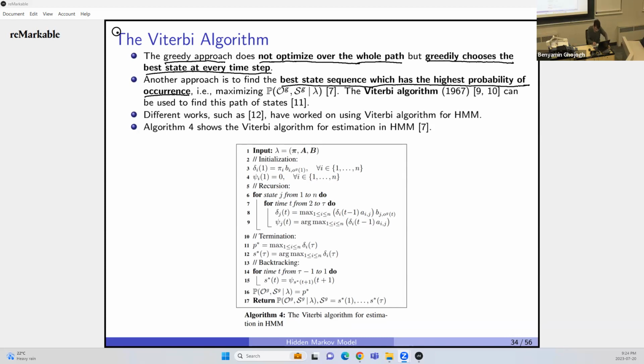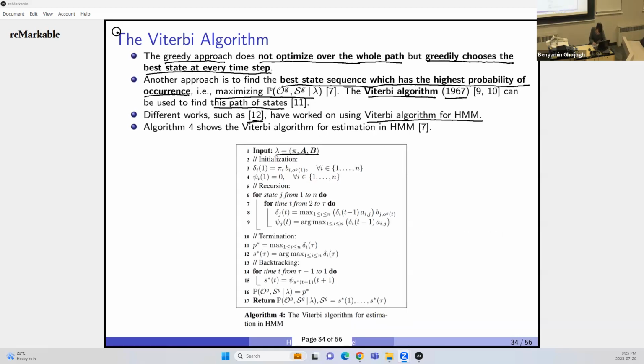What is that? Which is maximizing this. It's the Viterbi algorithm. It was proposed in 1967 by Viterbi, and Viterbi patented that. It can be used to find this path of states. Different works, such as this reference, have worked on using the Viterbi algorithm for HMM. This Algorithm 4 shows the Viterbi algorithm for estimation in HMM. So what is that?